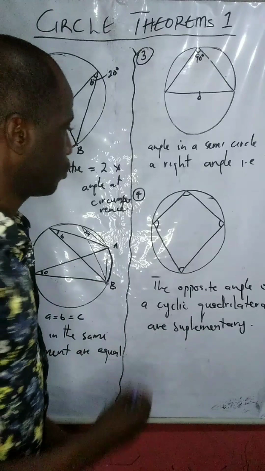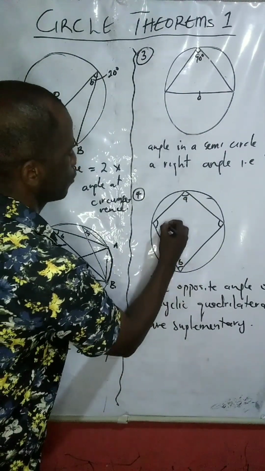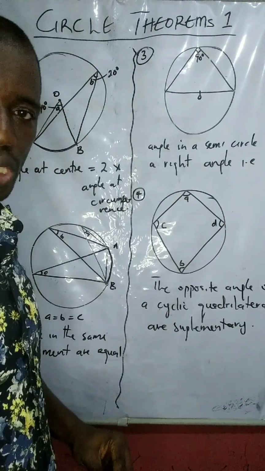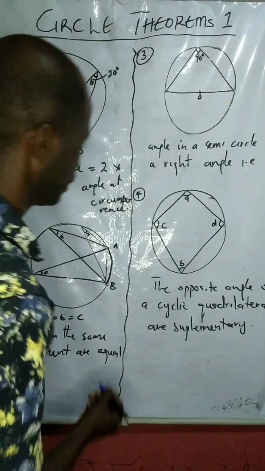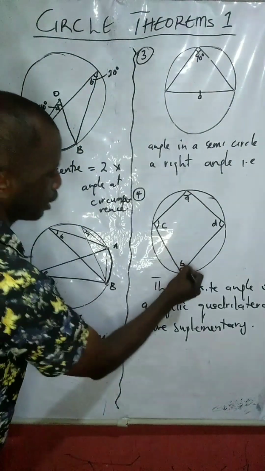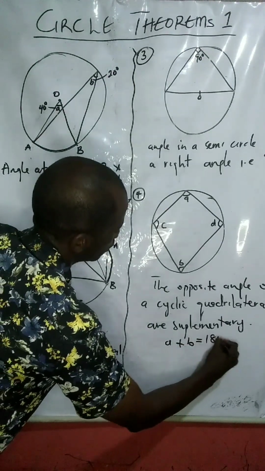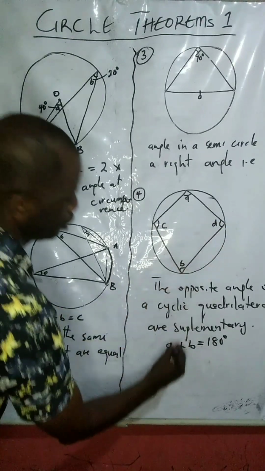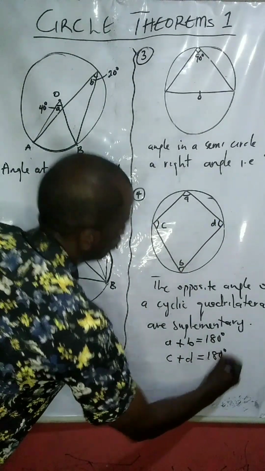Now, the opposite angles here: angle A is opposite to angle B, while angle C is opposite to angle D. Now, if we say they are supplementary, it means that whenever you add the two opposite angles together, it gives you 180. That shows that for angle A and angle B, A plus B equals 180 degrees. Likewise for C and D, they are opposite. It shows that C plus D too equals 180 degrees.